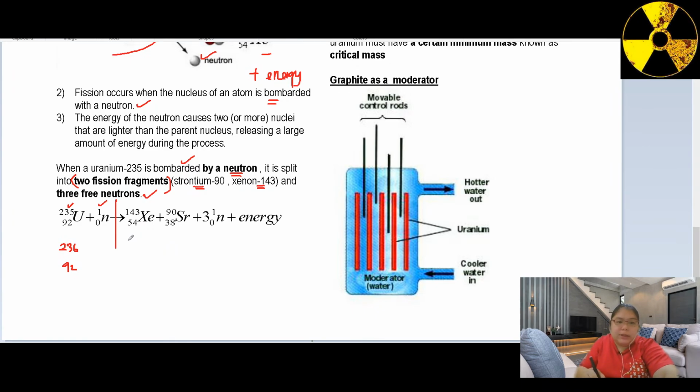So you see it. Xenon is 143. Strontium is 90. They come out with 3 neutrons. 3 neutrons means 3. So finally, I find there's 236 also. Energy, we never count anything, but you need to write. Proton number 54 plus 38, then plus 0. So final, still 92. So you see before and after, nucleon number and proton number must be equal. So this one is an equation for the radioactive. Okay, no problem? Then we continue.